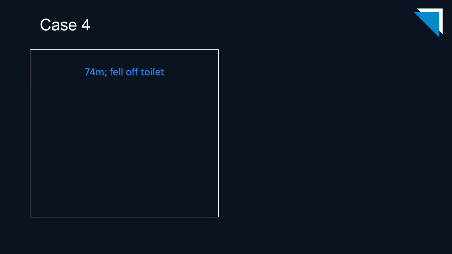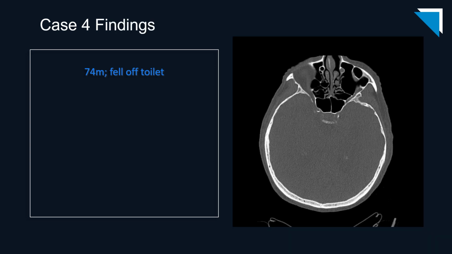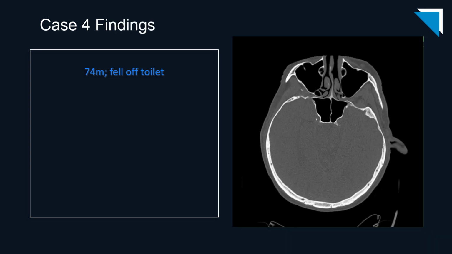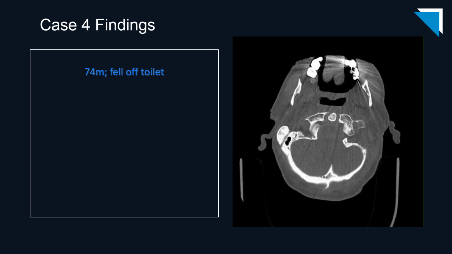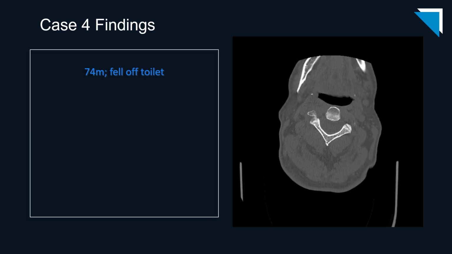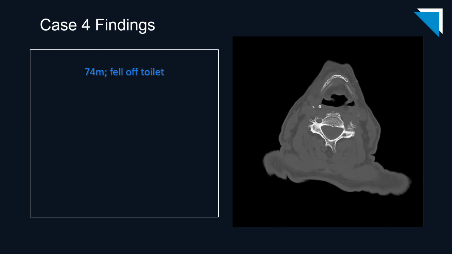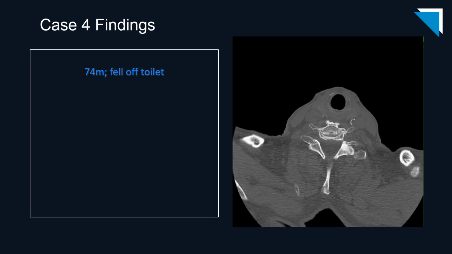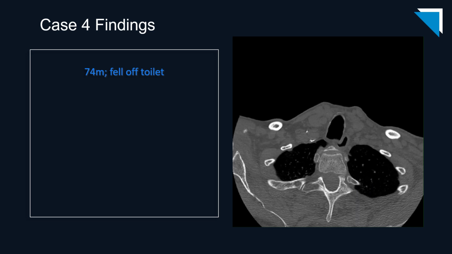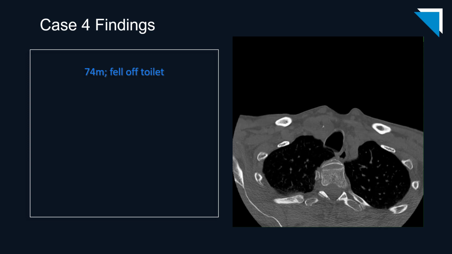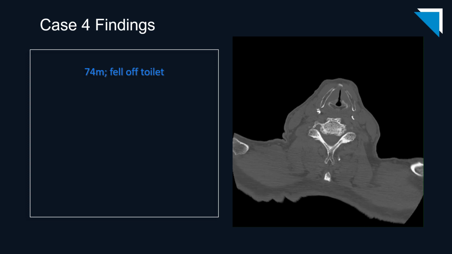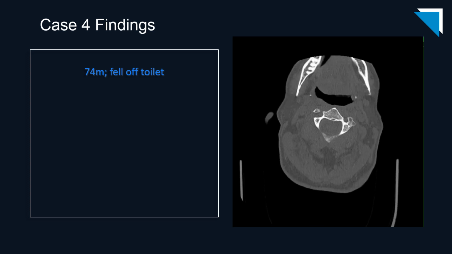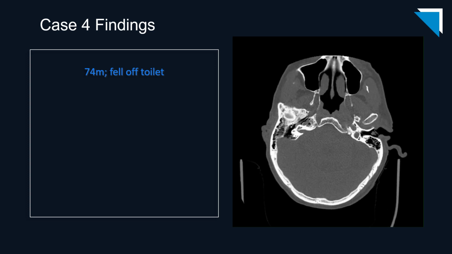Our next patient is a 74-year-old man who fell off the toilet. These are axial images from a CT scan of the cervical spine with the bone windows on. And again, everybody has their own search pattern. For these cases, I'm sure most of you are looking for fractures first and foremost. I tend to start with the sagittal bone windows to look for malalignment, the normal cervical lordosis, the facet joints, the dens, but everybody has their own system.